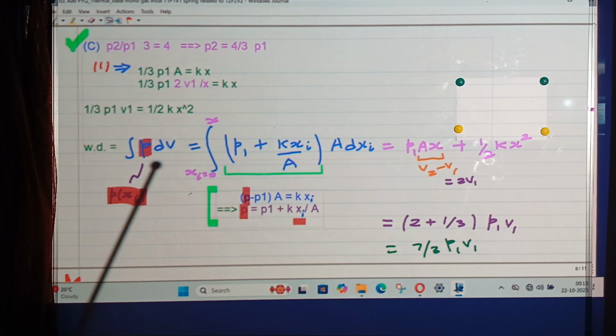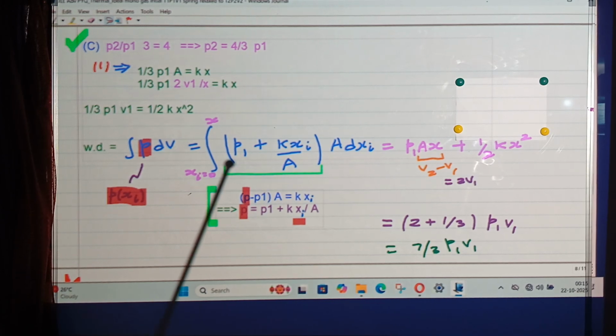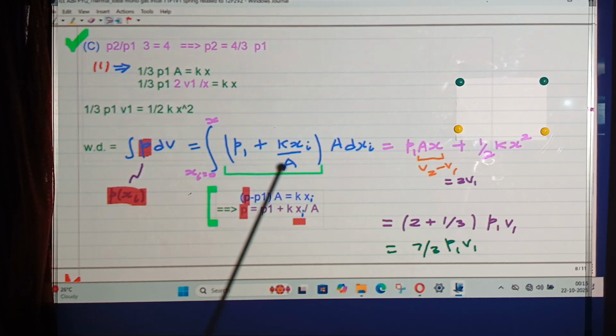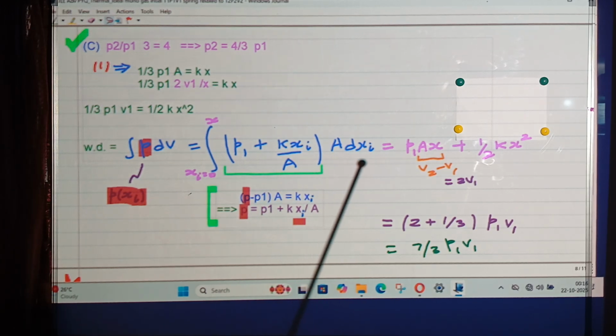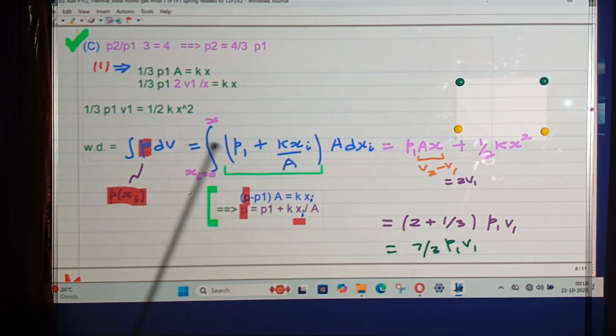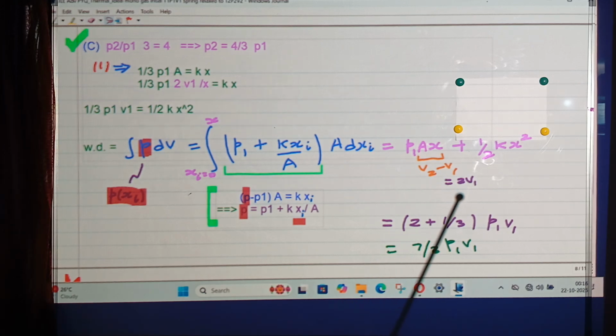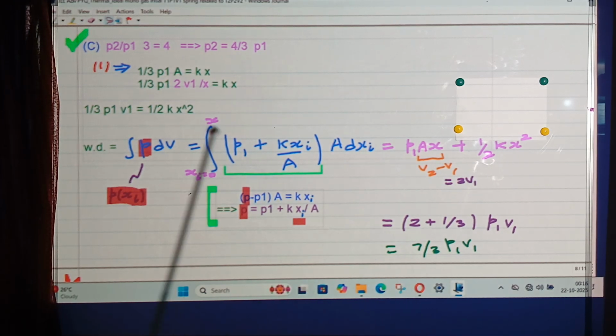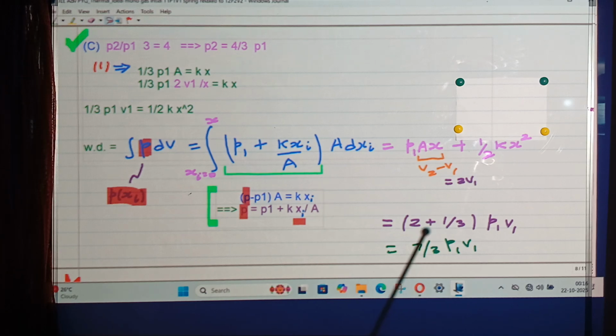Work done by the gas is integral PdV, and pressure in any intermediate state is the initial pressure plus the pressure balanced by the spring force, which is kx by A, and dV is A into dx. So this can be integrated term by term. Only variable is x. P1 is constant, A is constant. So P1 will come out, and integral of dx times A is the change in volume V2 minus V1, which is 2V1, plus half kx square, which is 1/3 P1V1. So 2 plus 1/3 is 7/3. So option C is true.